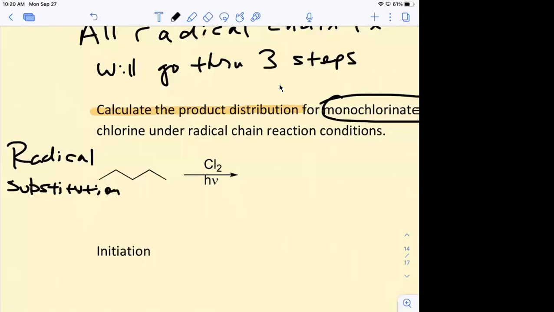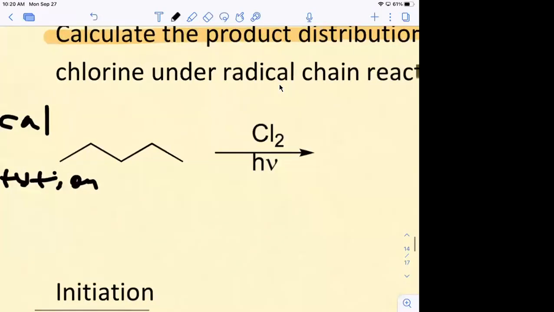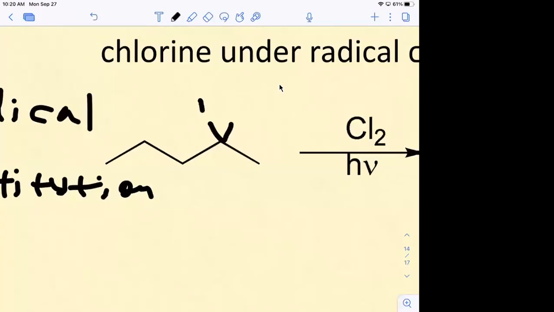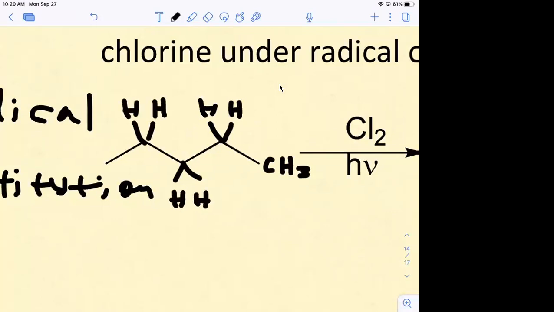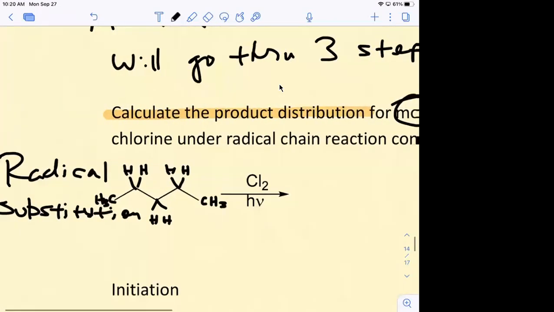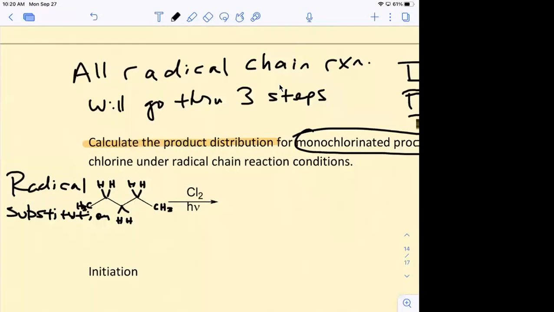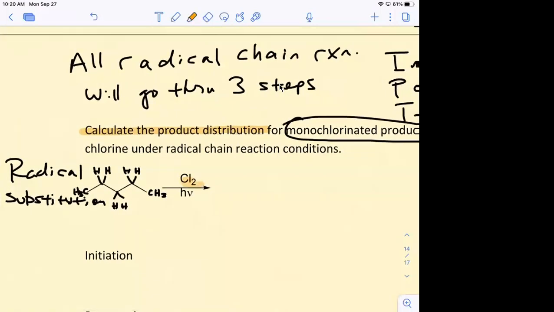Right, so radical substitution. What I'm substituting are hydrogens. I'm going to substitute a hydrogen for chlorine in these halogenation reactions. So I have chlorine here, and I use UV light as my energy source so I can cleave those bonds homolytically, or have the energy present to do that.